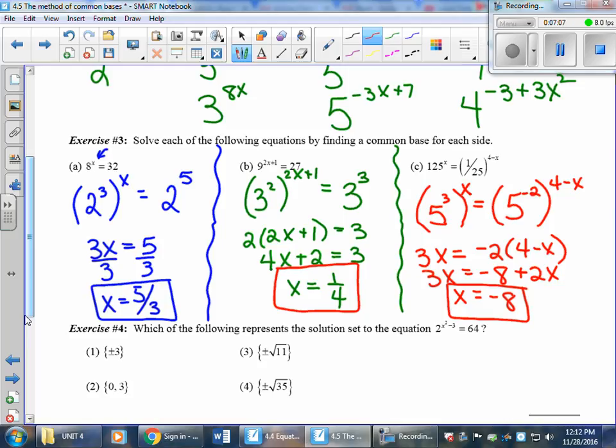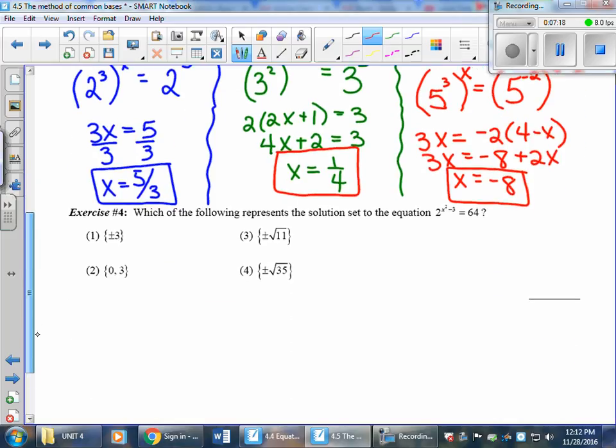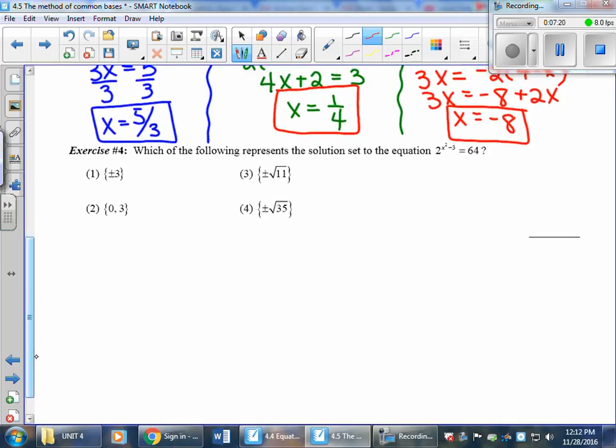Okay, so write down what you need to before we move on to exercise 4. Exercise 4 is not that much more difficult than what we've been doing, but it does require a little bit of a quadratic in here. So in this case, 2 is our base, to the x squared minus 3. And can we rewrite 64 in a base 2?